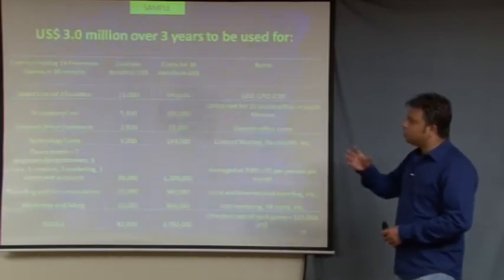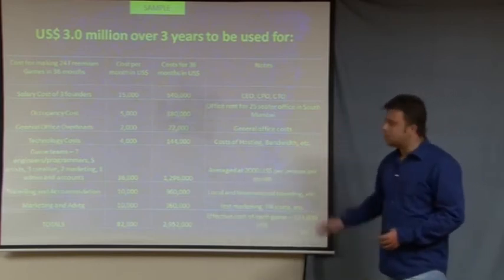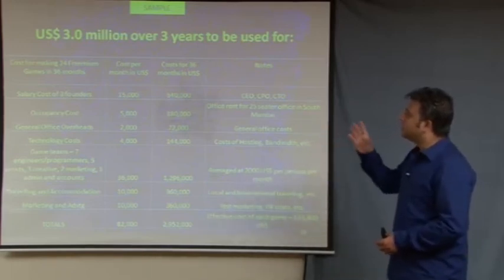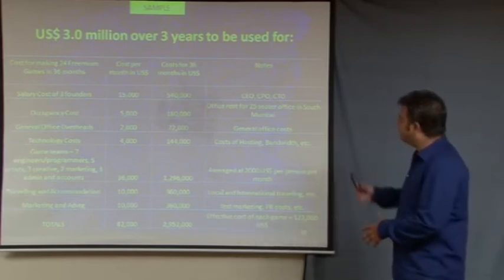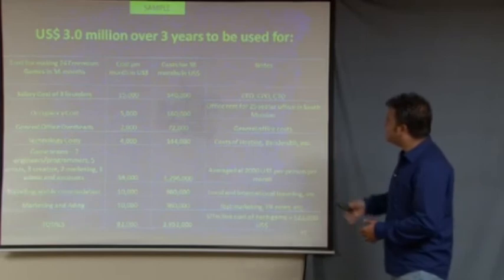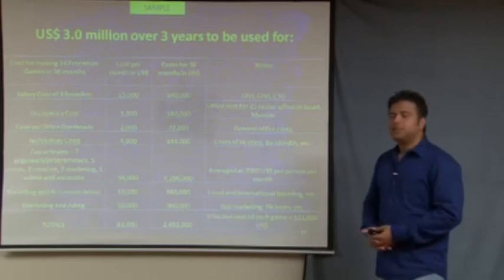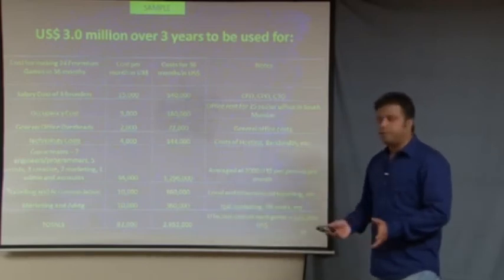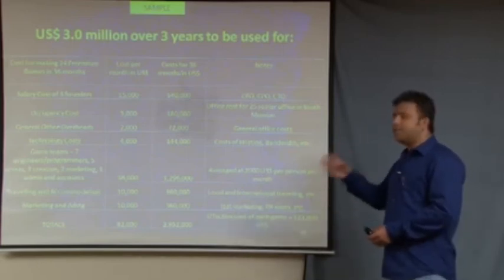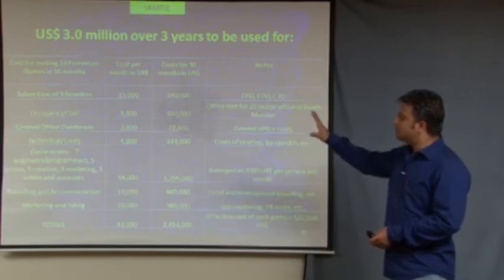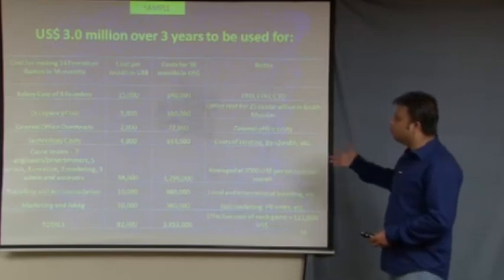Now, how do they plan to spend the $3 million over 3 years? So where would they use each of these? So first is the salary cost of 3 founders. So the entire startup has been planned by 3 people. So they've designated themselves as CEO, Chief Executive Officer, Chief Product or Process Officer, and the Chief Technology Officer. So their salary per month is $15,000 each. That comes to $540,000 for 36 months.